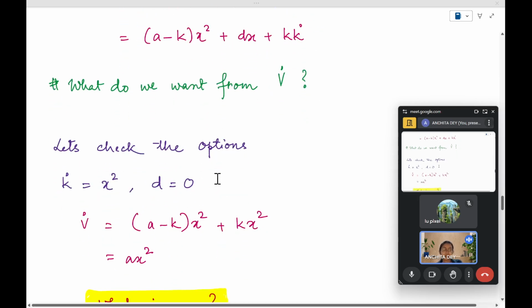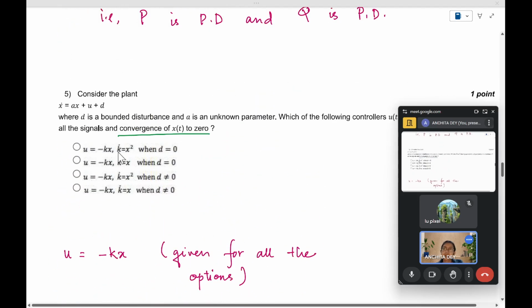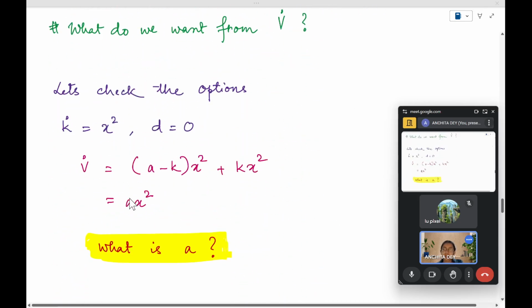So what was the first option? Let's go back. It is k dot equal to x square when d is equal to 0, k dot equal to x when d equal to 0, right? K dot is equal to x square when d is not equal to 0, and k dot equal to x. Basically k dot is given to be x square or x, and d is considered to be 0 or non-zero. So with the first one, we have k dot to be x square and d to be equal to 0.